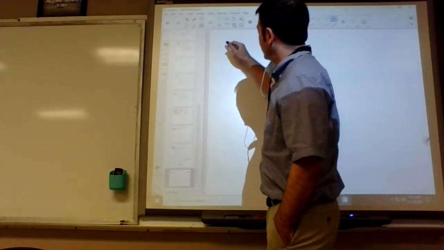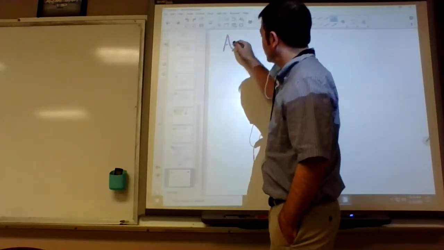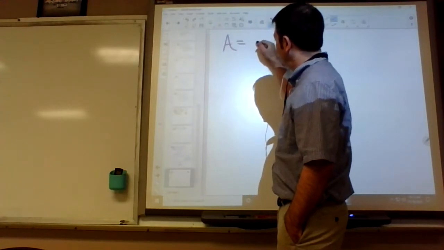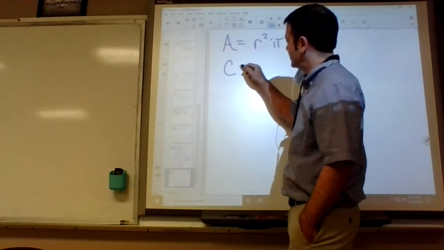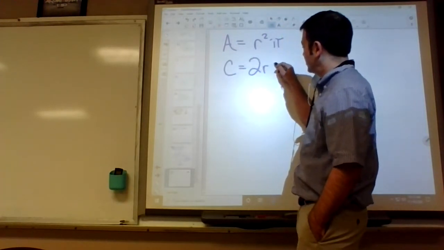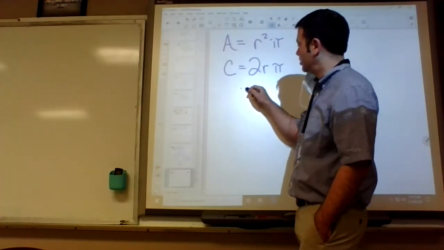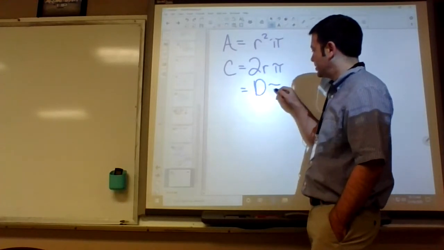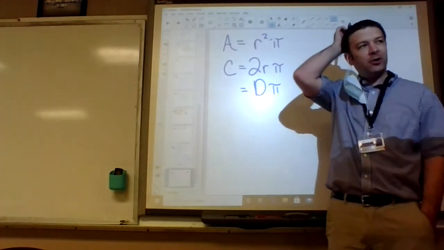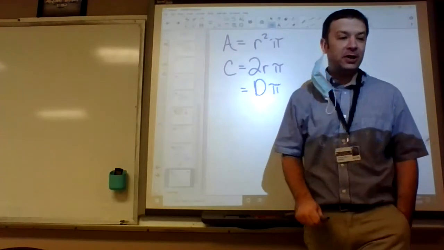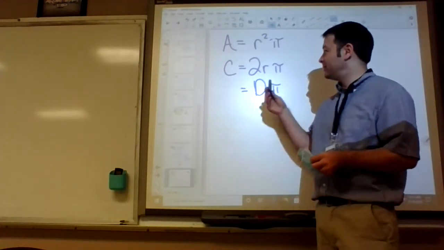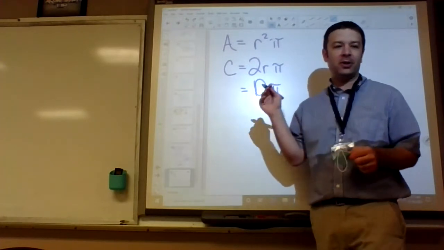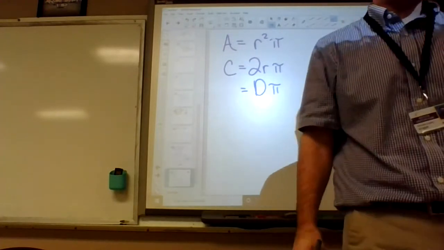So I'm saying this for the camera's sake again. I should have started with this. The area of a circle is radius squared times pi, and the circumference of a circle is 2 times radius times pi, or diameter times pi. Instead of multiplying pi out on the first 10 problems, we are going to be leaving our answers in terms of pi. So we're going to leave pi in as part of the answer.